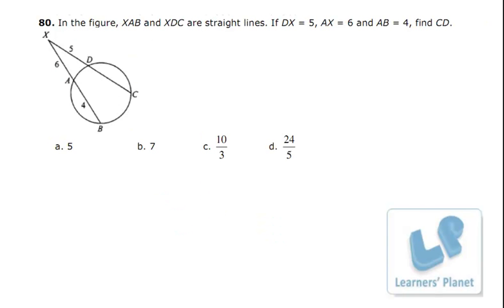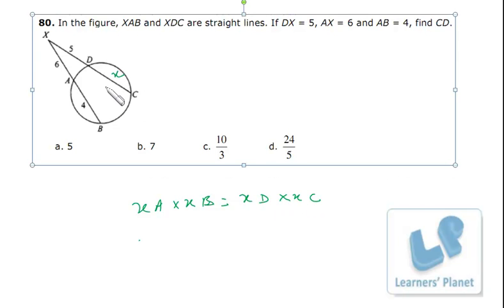Now this problem: in the figure, XAB and XDC are straight lines, DX is equal to 5, AX, AB are all given. You have to find out CD now. Very simple concept. Two chords AB and CD are extended and they are meeting at X, right? So the product of their segments will be equal. The concept we have already discussed in the basic session. So precisely XA into XB is equal to XD into XC. I assume DC to be p.